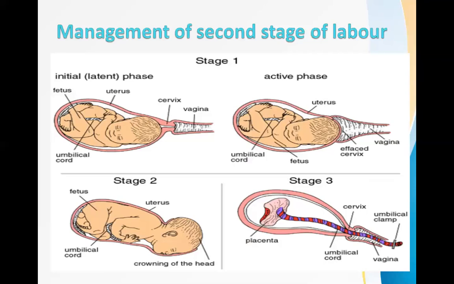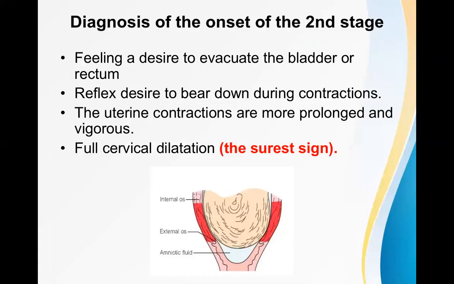Now, after this, the lady has entered the second stage of labor. So let's talk about this. What should we do in the second stage of labor? What type of management has to be done? Now, see there. First thing is the diagnosis of the onset of second stage. We should make sure the lady has entered the second stage of labor. Now, how do we know that?